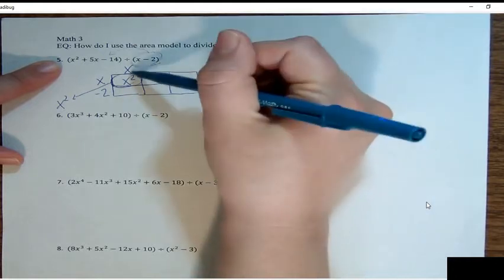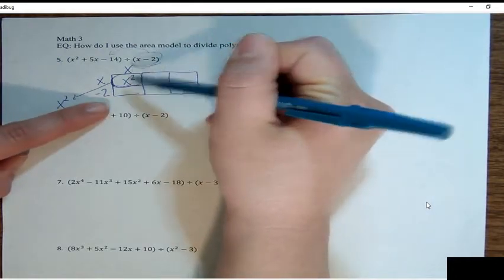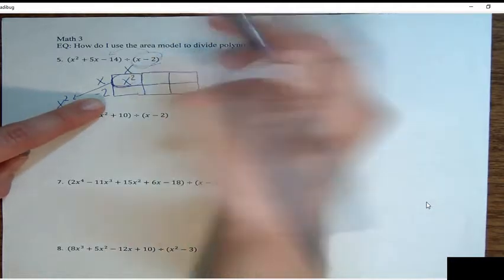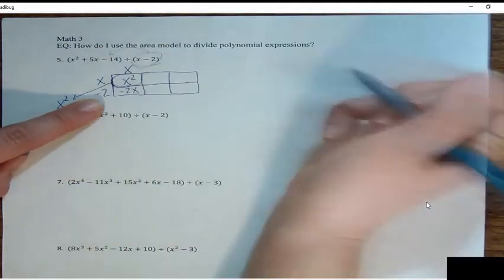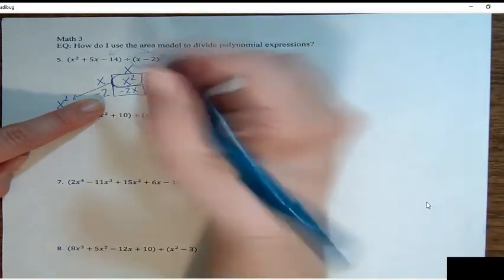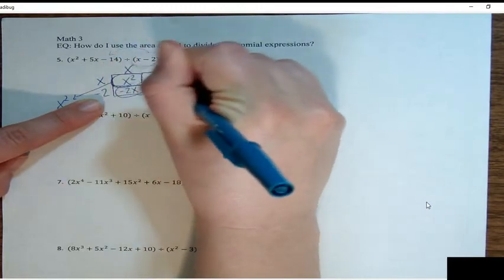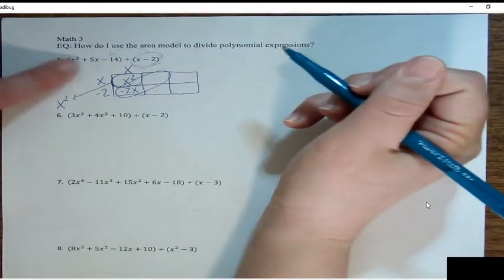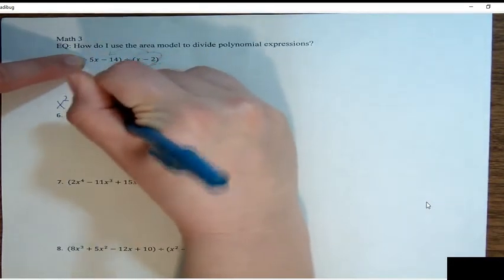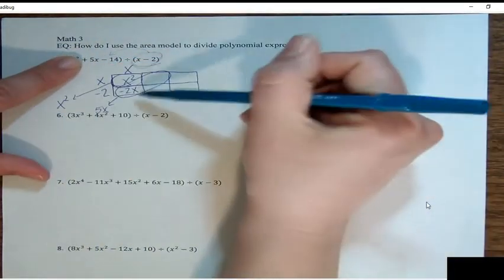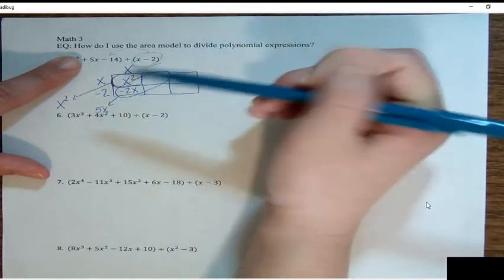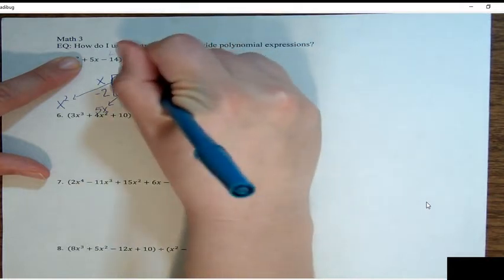So now in this box down here, I notice that I have a value above and a value to the left. That means I can multiply them together to get -2x and have my next term. So now I need to circle my diagonal because those need to add together to get my next term in my dividend, which is 5x. So I ask myself, -2 plus what gives me 5x? So that's going to need to be 7x.